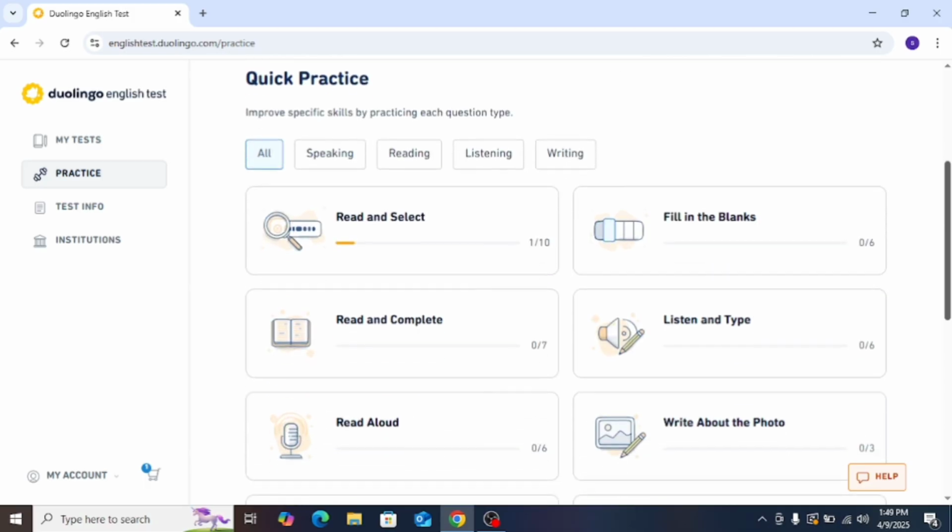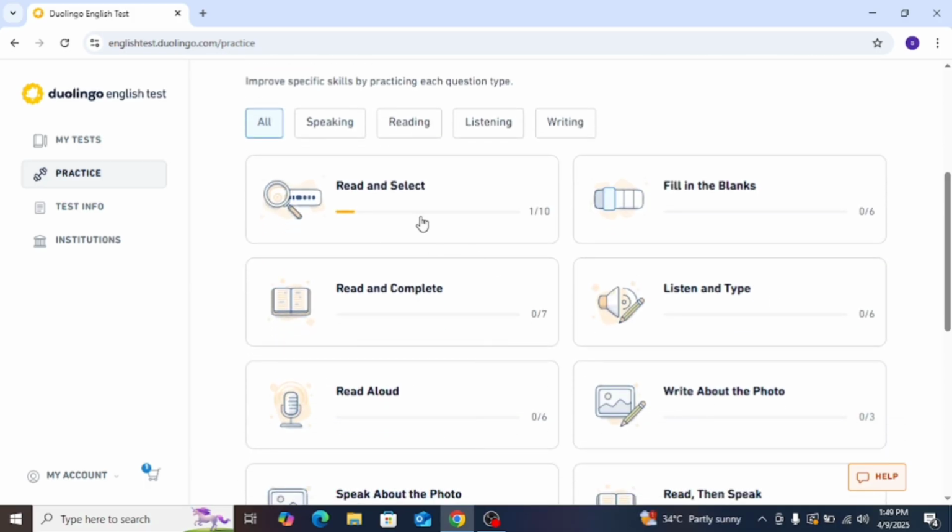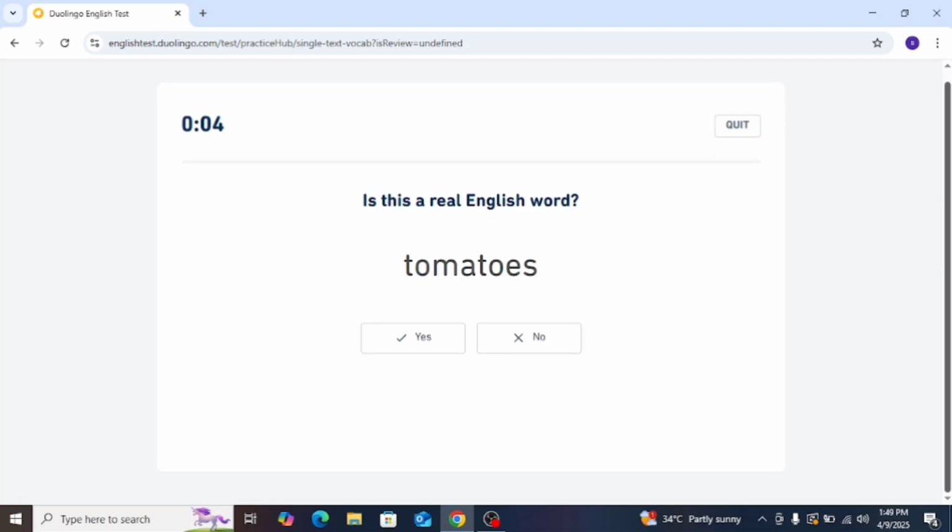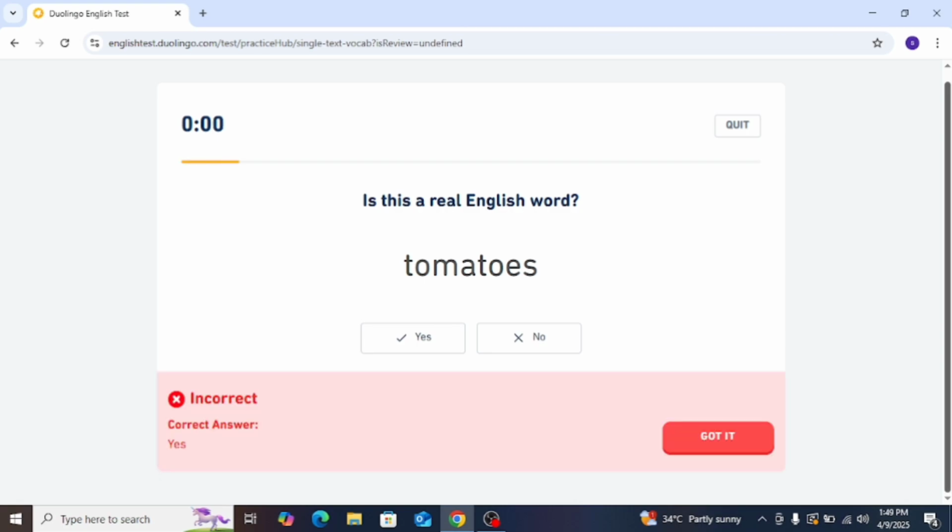Again, I want to go for more practice. One out of ten. Here Duolingo provides us ten model questions, and I have completed one model question. Now, tomatoes, this is a real English word. Yes, of course. Tomatoes is a real English word, so the correct answer is also yes.